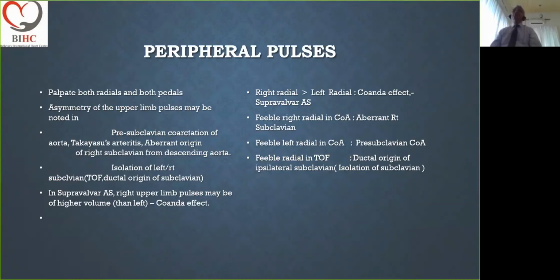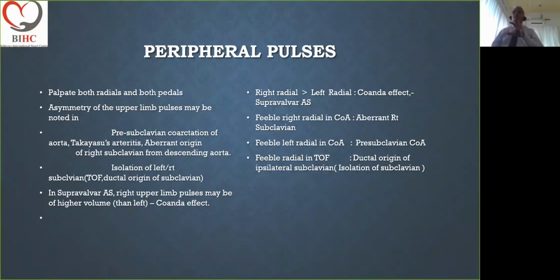In supravalvar aortic stenosis, a feature of Williams syndrome, the ejection from the heart, which passes through the stenotic area above the aortic valve, the jet hugs the arterial wall and it is distributed into the right side. So your right radial pulse and the blood pressure there is higher than the left radial pulse. So in a dysmorphic baby, if you find that your right radial has a higher volume than the left radial, this is actually known as the Coanda effect, borrowing the term from physics. It's a feature of supravalvar aortic stenosis.